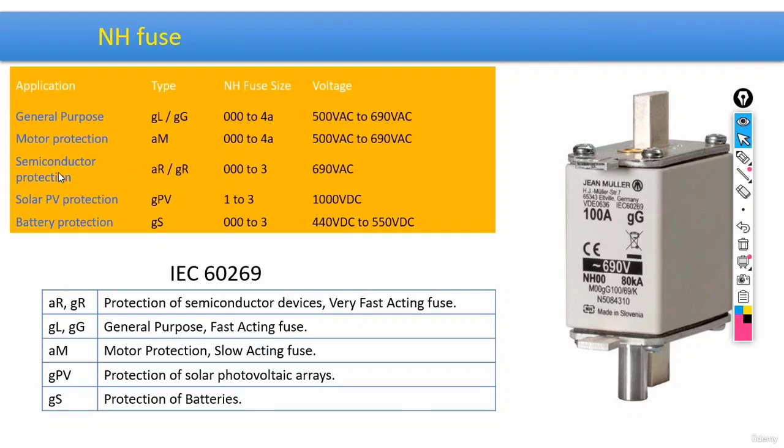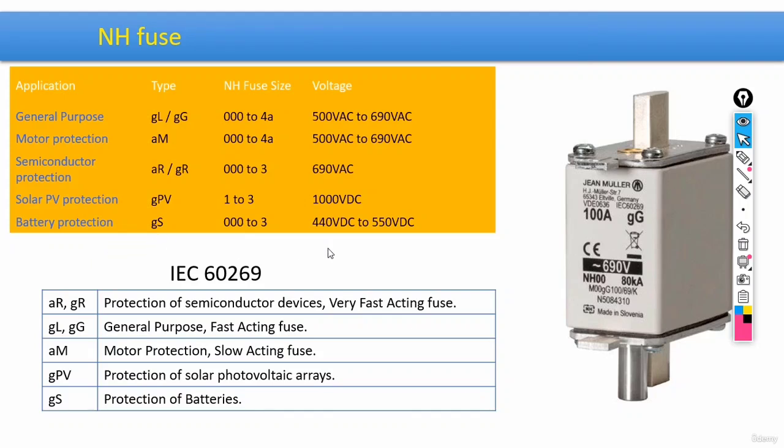As for the third type, we have semiconductor fuses, and they are usually shown through letters such as aR and gR. The fourth type would be regarding solar PV protection. They are shown by gPV. And the last type would be battery protection fuses, and they are shown by gS.